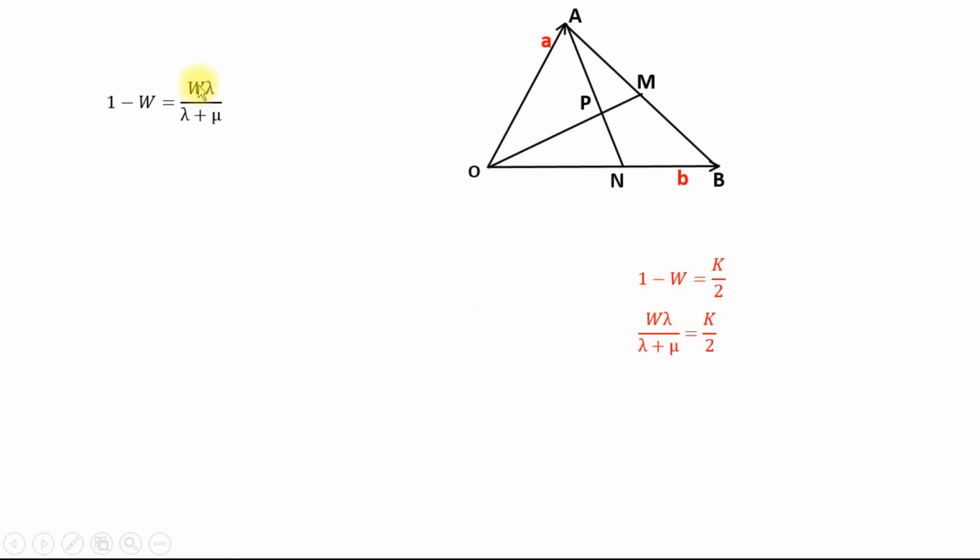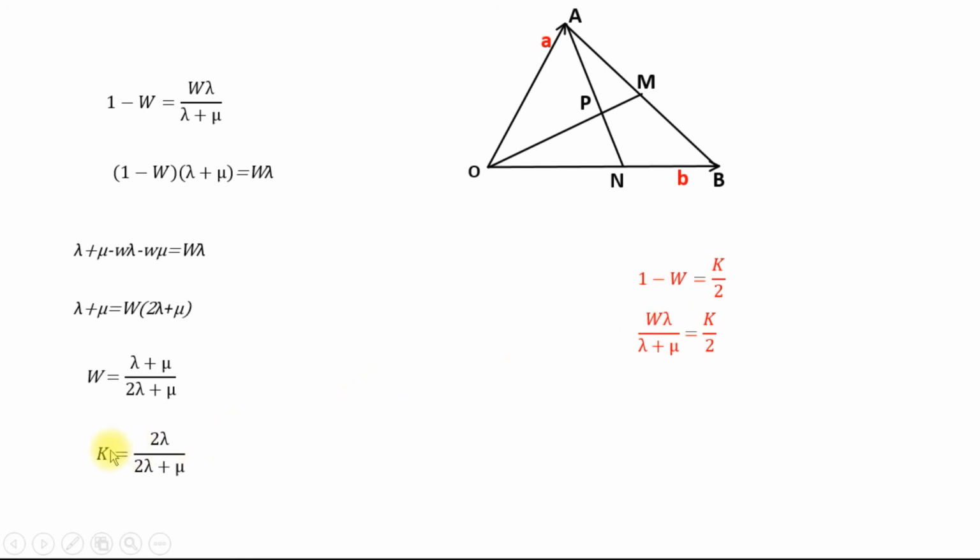From these two, we can write that equating the left-hand side, 1 minus W is equal to W lambda over lambda plus mu. The rest is here: I've cross-multiplied, then I've expanded the brackets, and eventually with a bit of algebra we arrive at the solution that W is equal to this expression here. Using either of these two equations on the right, we can find that K is equal to this expression here.